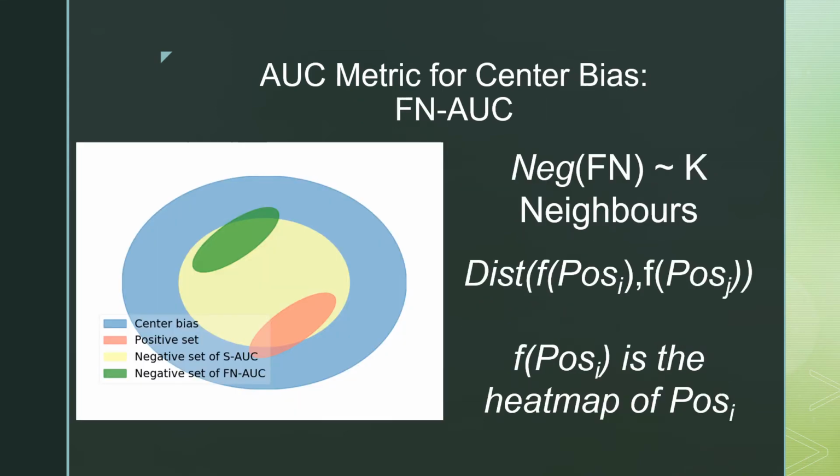To solve this problem, given a data point, our FN-AUC tries to sample negatives from the k farthest neighbors. The neighbors are selected based on a distance metric. It is easy to convert the positive side into a distribution map, and then measure the distance or similarity to find the farthest neighbors. Our method intends to avoid penalty near the true positive, but it can still penalize the center bias because the k neighbors are a subset of all the fixations.